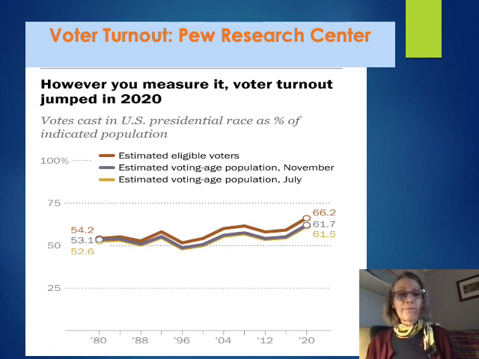And here is a graph from the Pew Research Center that basically shows voter turnout in presidential elections over time from 1980 to 2020. And you'll see that we've seen an increase over time in terms of voter turnout. In the 80s and the 90s, you had sort of a mid-range 50%, but starting in 2012 and 2016, we've seen a pretty significant, almost a 10-point increase in voter turnout.